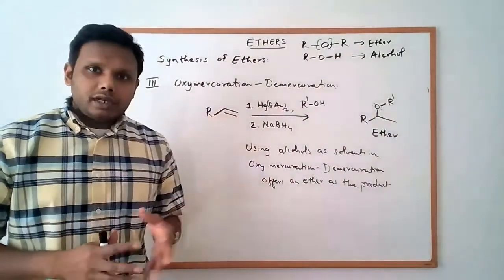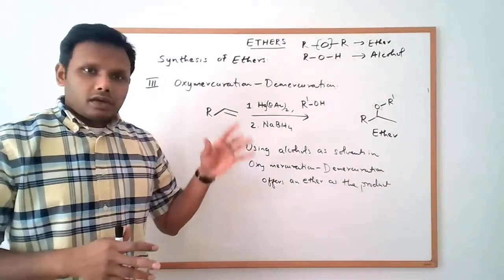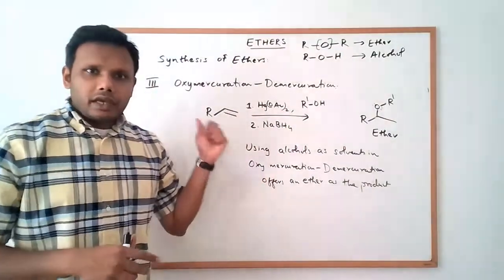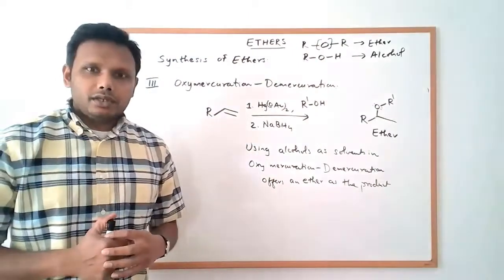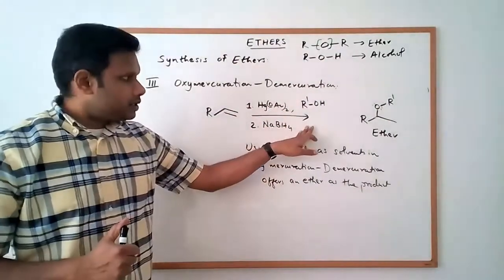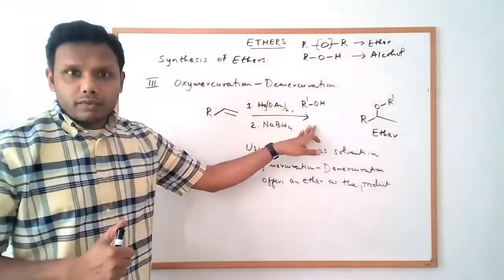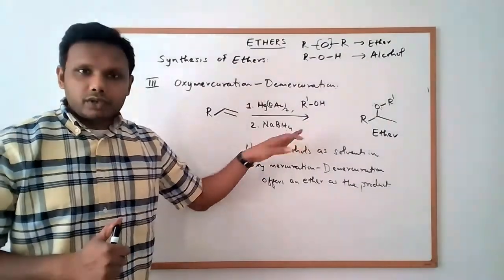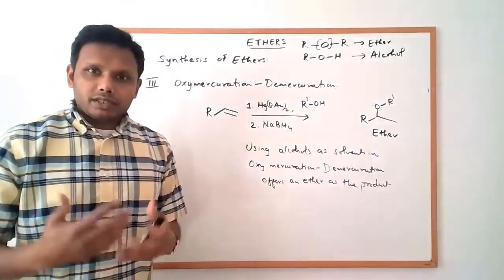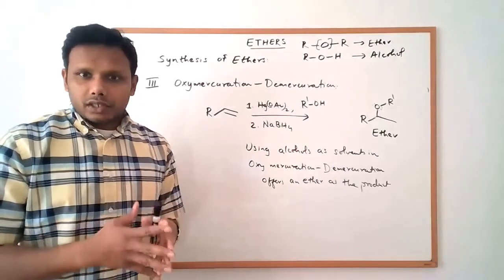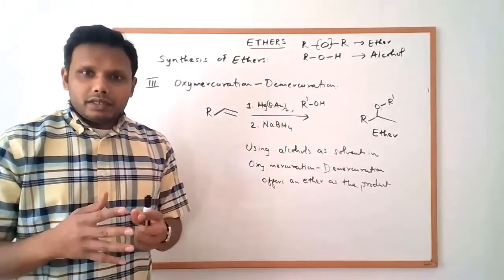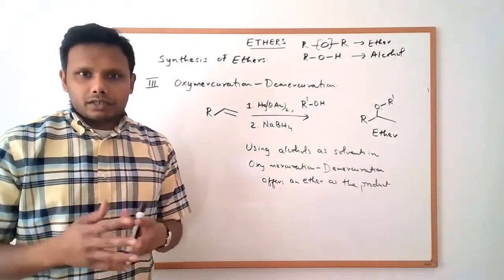So we talked about the dehydration of alcohols, the Williamson's ether synthesis, and oxymercuration-demercuration. If you're interested in learning more about the mechanism of the oxymercuration-demercuration, please refer to a separate video, a different video in the alkenes content area.